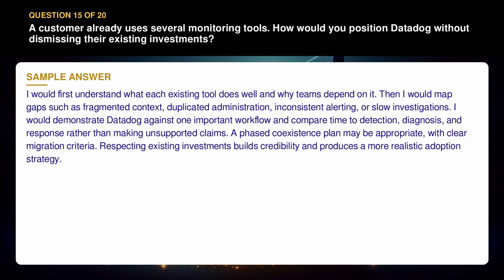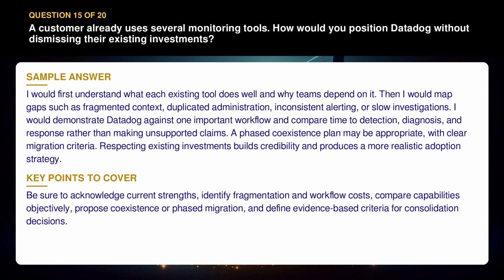I would demonstrate Datadog against one important workflow and compare time to detection, diagnosis, and response rather than making unsupported claims. A phased coexistence plan may be appropriate, with clear migration criteria. Respecting existing investments builds credibility and produces a more realistic adoption strategy. Be sure to acknowledge current strengths, identify fragmentation and workflow costs, compare capabilities objectively, propose coexistence or phased migration, and define evidence-based criteria for consolidation decisions.